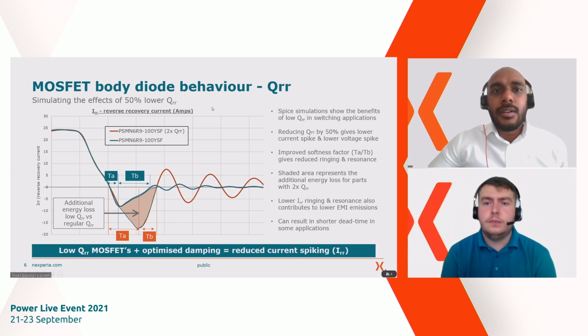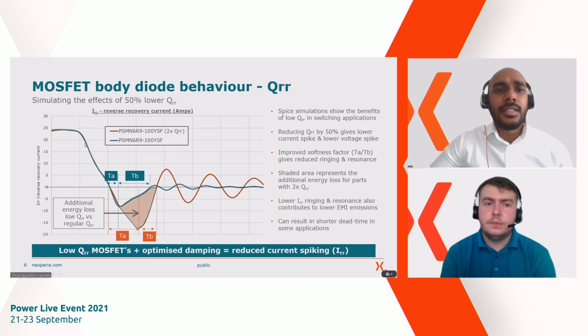So over here, what we did is we ran a simulation using our PSMN 6R900 YSF. We created two models. One is an accurate representation of the device itself. Another one is with an inflated QRR. We set the QRR to be 2 times its natural QRR to study the impact of QRR in the application.